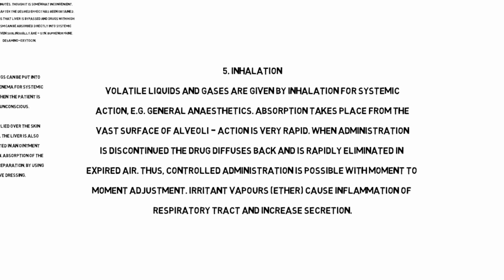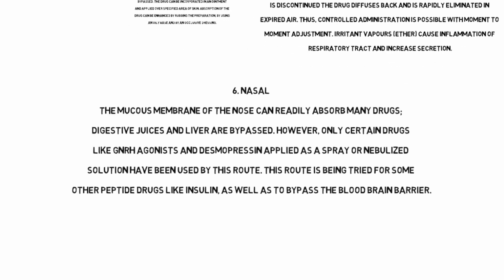Inhalation. Volatile liquids and gases are given by inhalation for systemic action, e.g. general anesthetics. Absorption takes place from the vast surface of alveoli. Action is very rapid. When administration is discontinued, the drug diffuses back and is rapidly eliminated in expired air. Thus, controlled administration is possible with moment-to-moment adjustment. Irritant vapors cause inflammation of the respiratory tract and increase secretion.